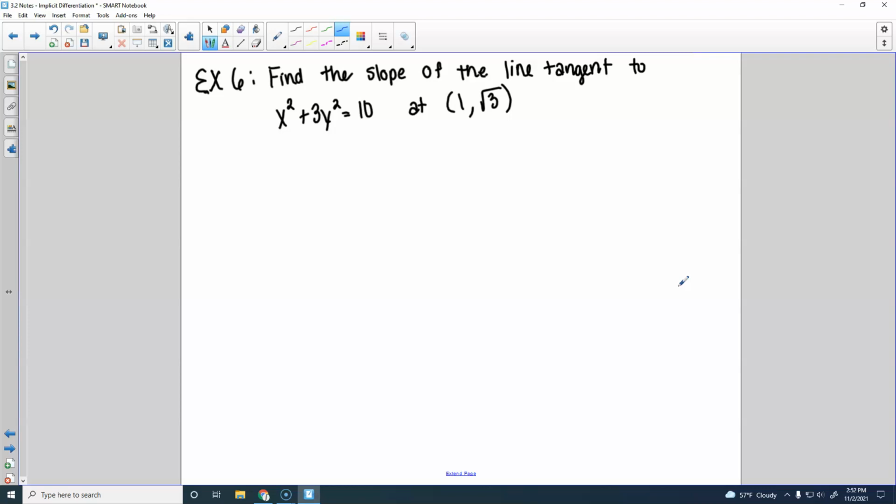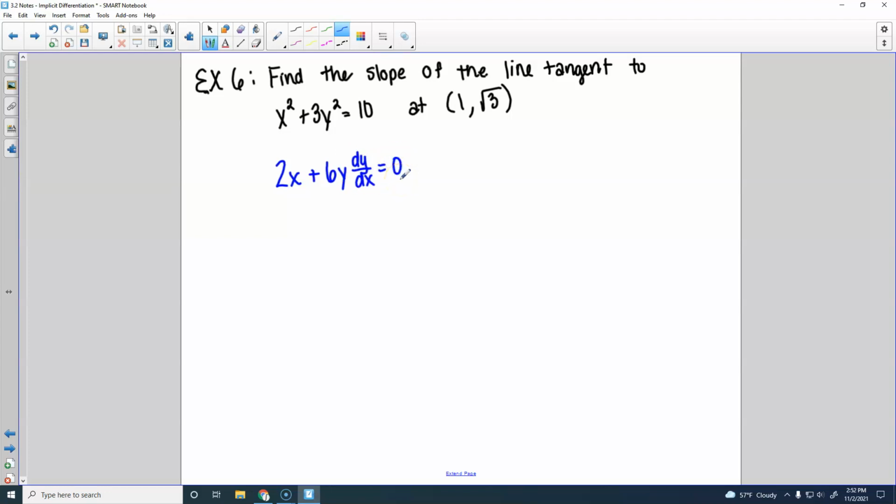Okay, so we're looking for the slope of the line tangent to x squared plus 3y squared equals 10 at (1, square root of 3). So, if it's asking me for slope of the tangent line, what should I do? Derivative, and in this case, that's my dy/dx, right? So, Ethan, tell me what to do to take this derivative. Since the first one's an x, you just do 2x, and then the next one's a y, so the derivative would be 6y dy/dx, and then equals 10, and it's just 0.